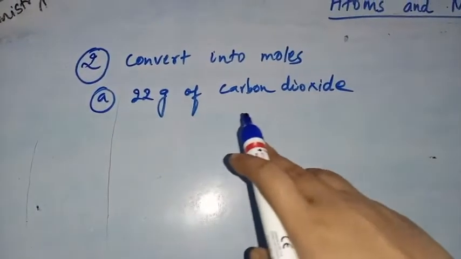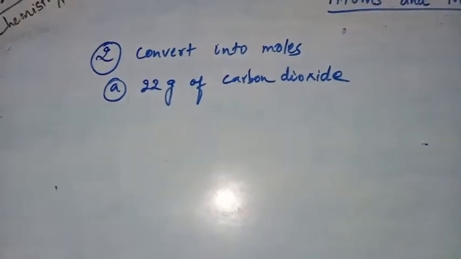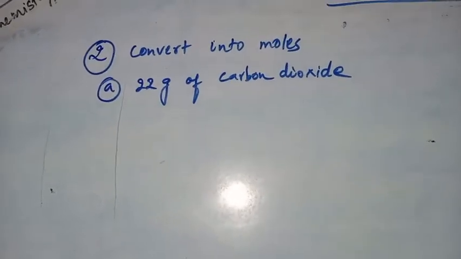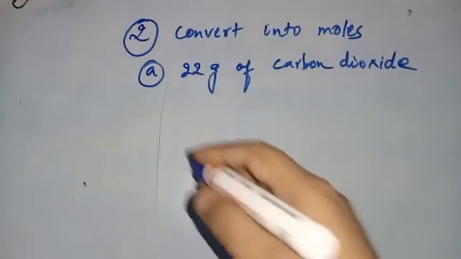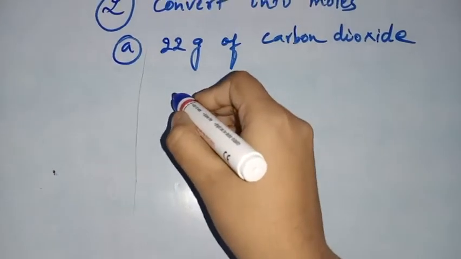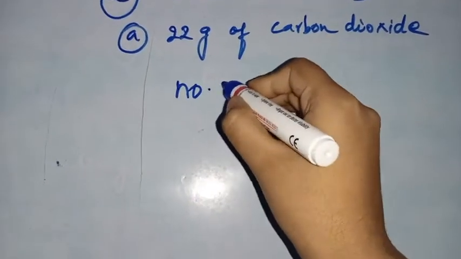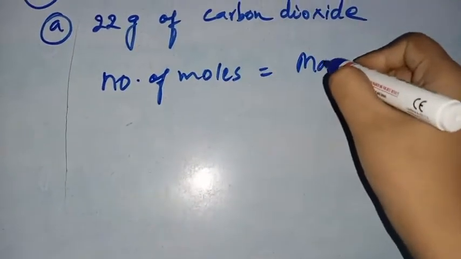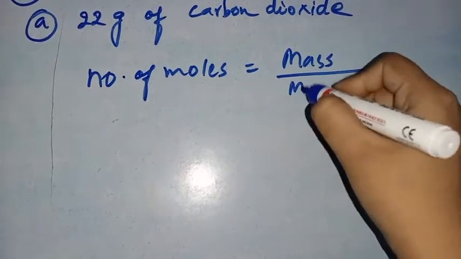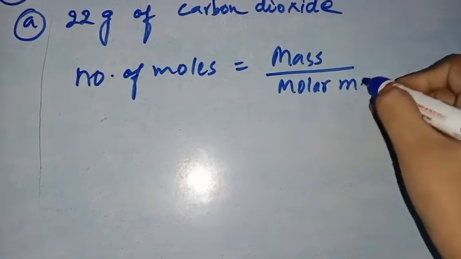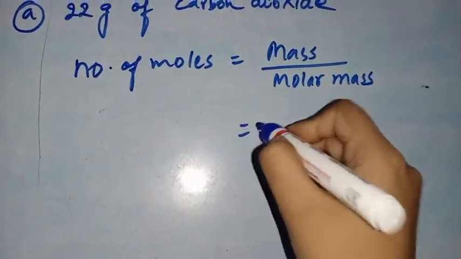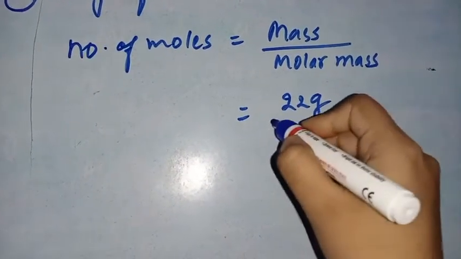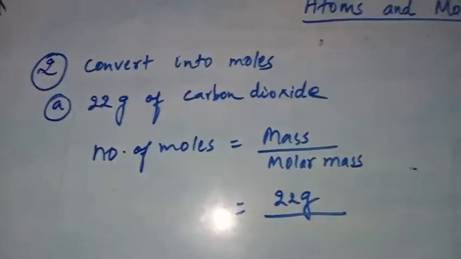Now the next one is into moles. First is 22 gram of carbon dioxide. So we have to convert 22 grams of carbon dioxide into moles. We will use the direct equation: number of moles is equal to mass by molar mass. So mass is given, it is 22 gram, divided by the molar mass of carbon dioxide.